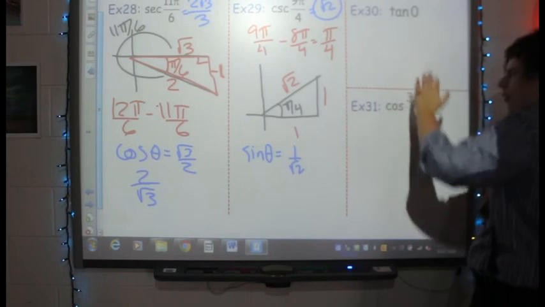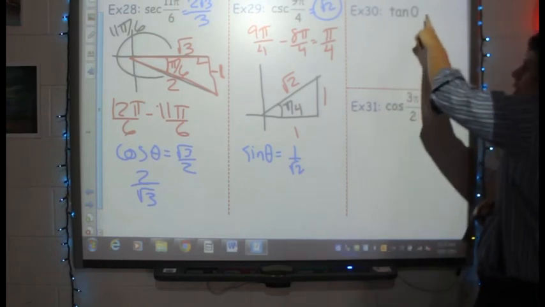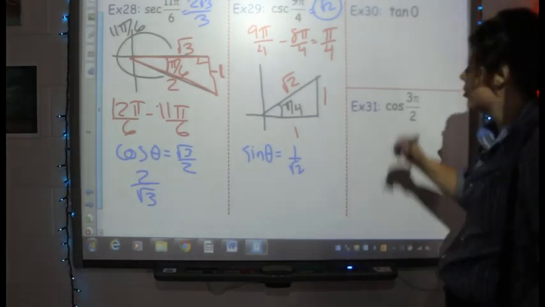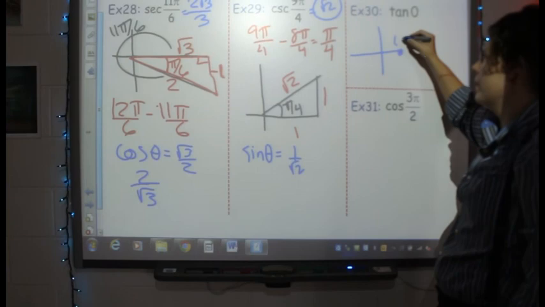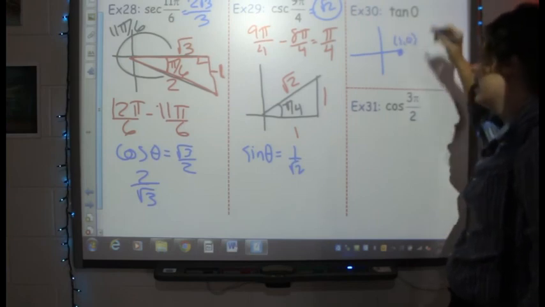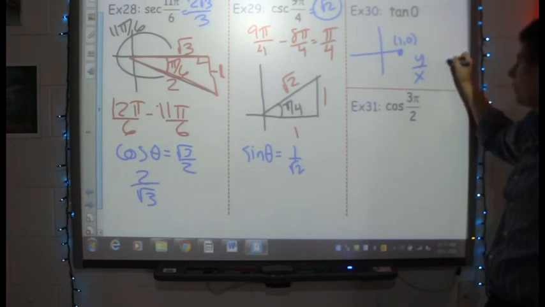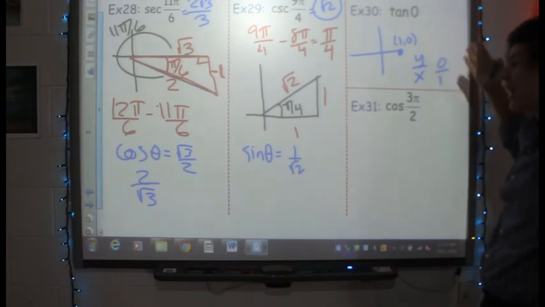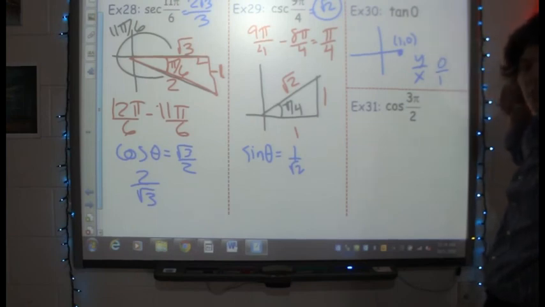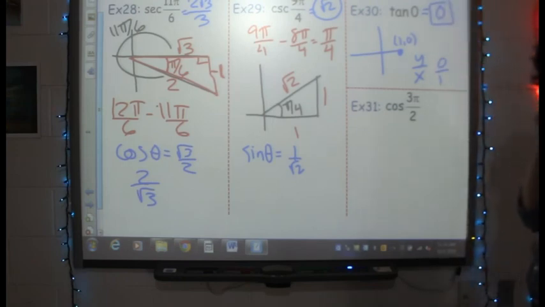All right, 30 and 31 are a little bit different. You notice you don't have a lot of room for them. That's because these are known as quadrantals. They are just your points. So at 0 radians, here's my ordered pair. Remember, I was at 1, 0. And tangent is y divided by x. So here we have 0 divided by 1. Just like we didn't leave 1 divided by 0, we're not going to leave 0 divided by 1, because 0 divided by 1 is, I really hope you said 0. If not, check it out on your calculator. 0 divided by 1 is 0.